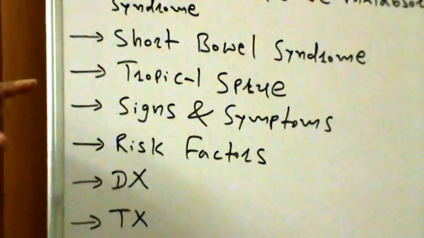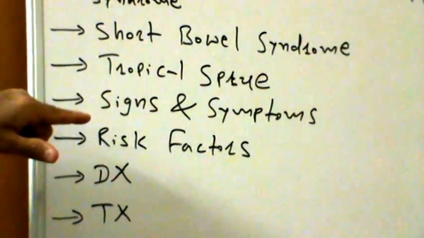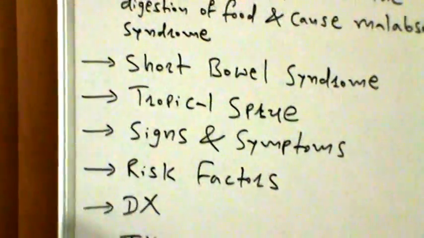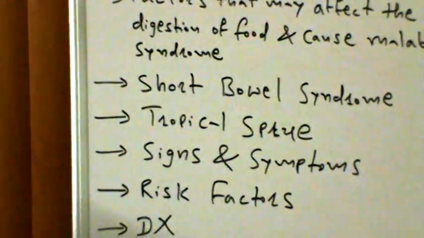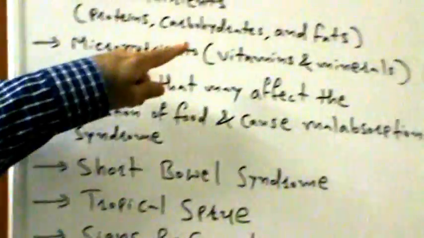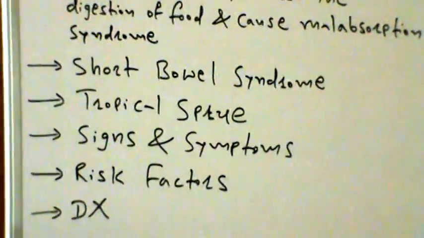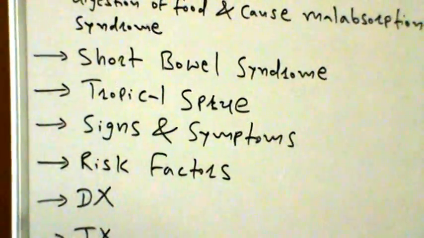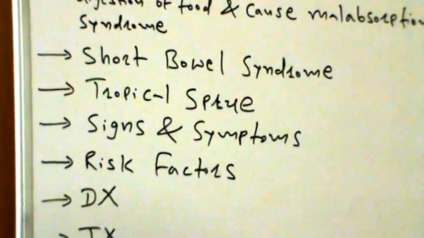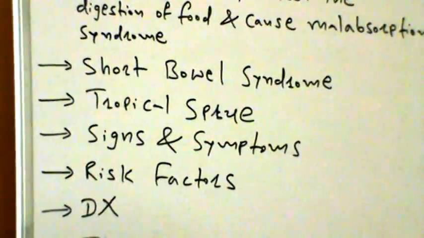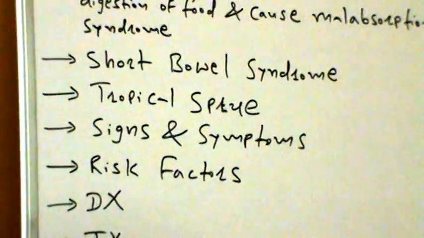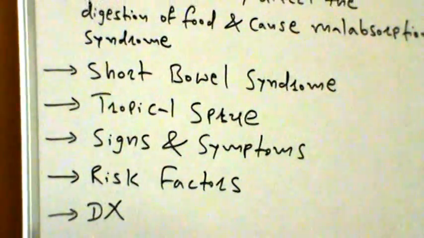How about signs and symptoms? If you are unable to absorb fats, you may have light-colored, foul-smelling stools that are soft and bulky. Stools are difficult to flush and may float or stick to the sides of the toilet bowl.